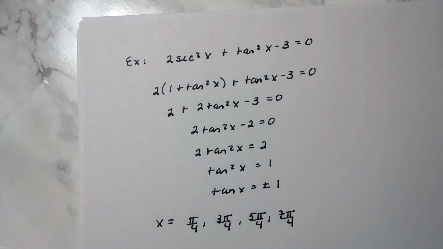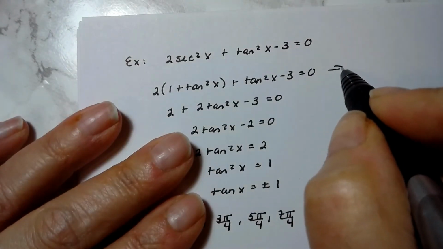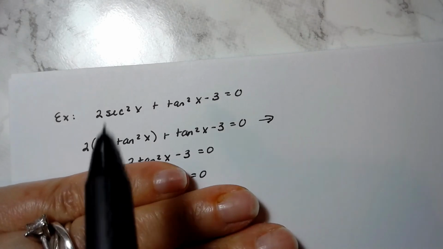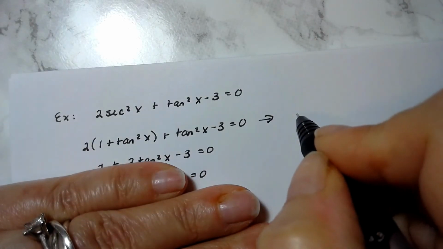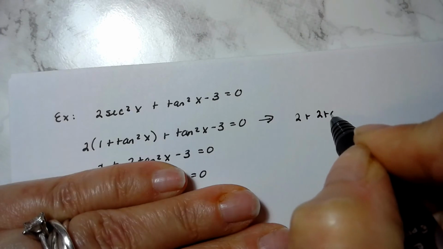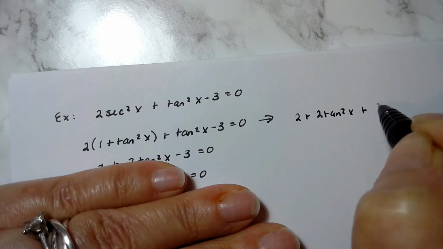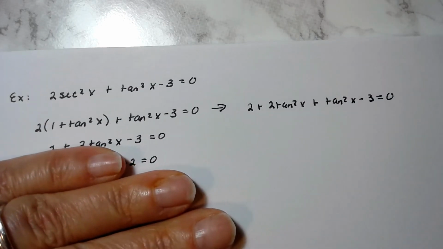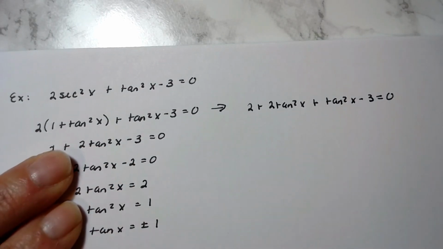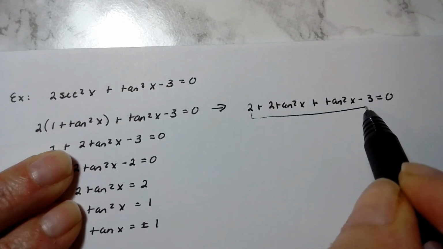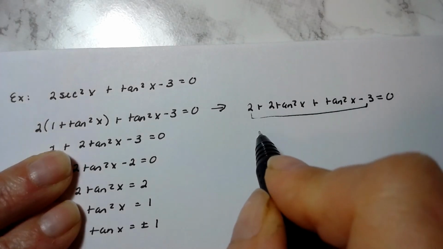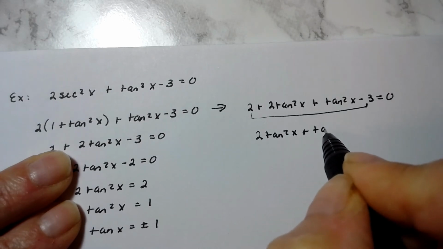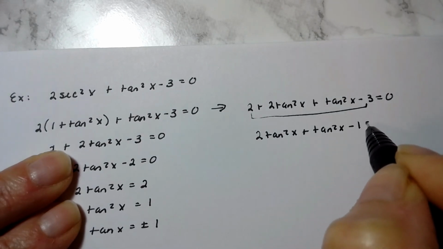I gotta be careful here, so hang on. Let's move over to this side, okay? Because I made a mistake, I forgot the 2. So when I distribute, I get 2 plus 2 tangent squared of x. And bringing the rest down, I get this, right? And I can see that the 2 and the negative 3 can go together, so I'm going to write this as 2 tangent squared of x plus tangent squared of x minus 1 equals 0.